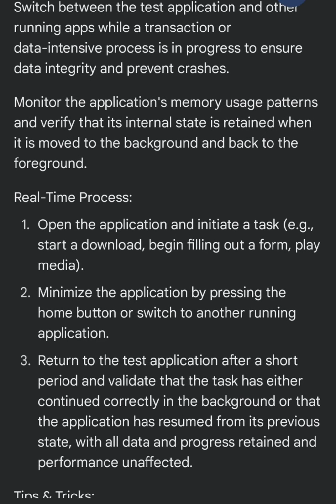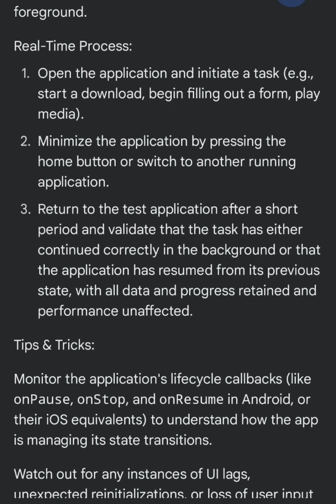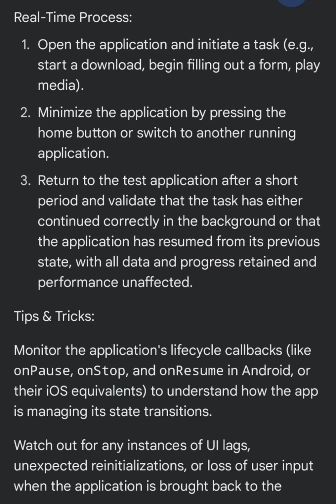Real-time process. 1. Open the application and initiate a task, e.g., start a download, begin filling out a form, play media. 2. Minimize the application by pressing the home button or switch to another running application. 3. Return to the test application after a short period and validate that the task has either continued correctly in the background or that the application has resumed from its previous state, with all data and progress retained and performance unaffected.